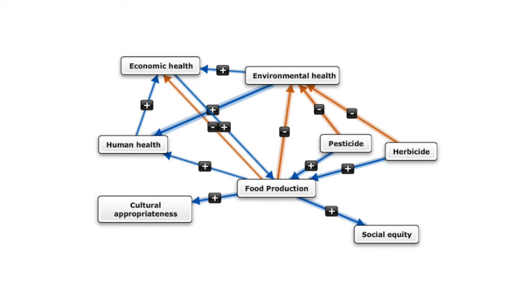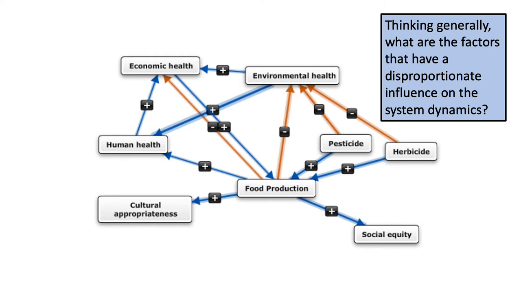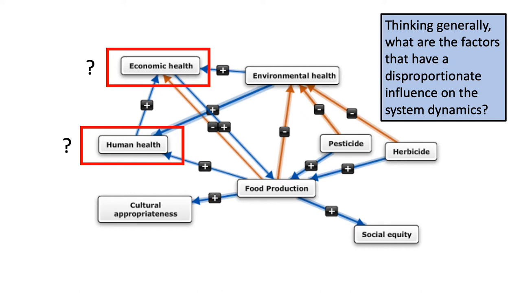So going back to our exemplar model from the previous video, we want to ask ourselves, thinking generally, what are the factors that have a disproportionate influence on the system dynamics? So we have two components here that we've highlighted that could potentially be the factors that have disproportionate influence on system dynamics because they have the greatest number of connections. Or maybe these are components that we hypothesize might have a greater influence on the system dynamics based on what we know about the system.